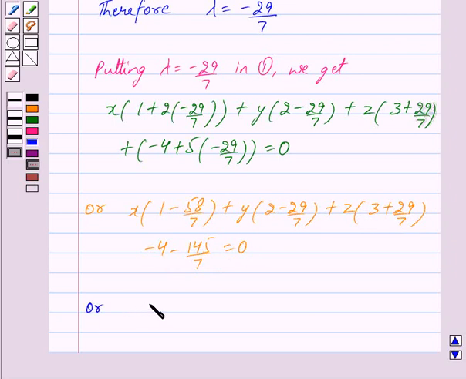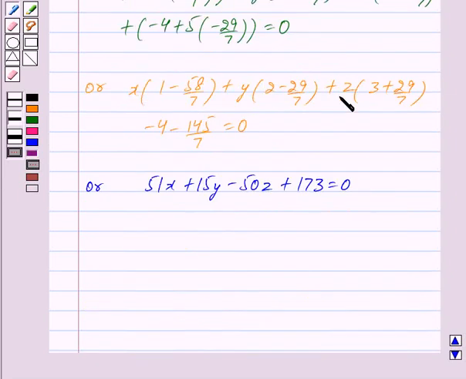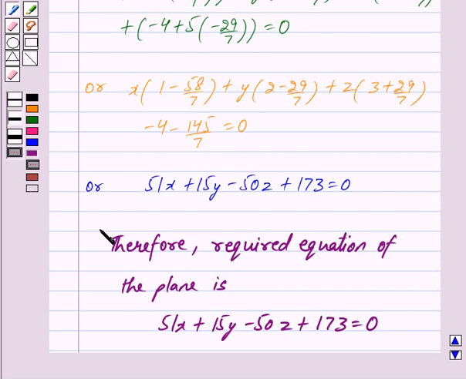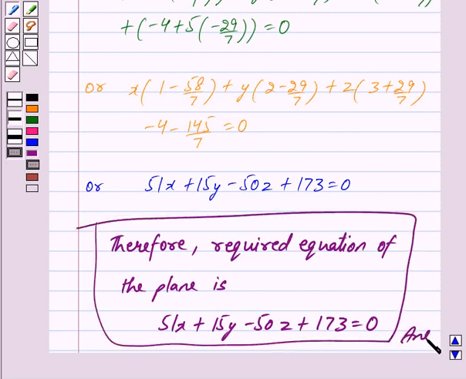Or we have 51x + 15y - 50z + 173 = 0. Solving this equation, we get 51x + 15y - 50z + 173 = 0. Therefore, the required equation of the plane is 51x + 15y - 50z + 173 = 0. This is our answer. Hope you have understood the solution. Bye and take care.